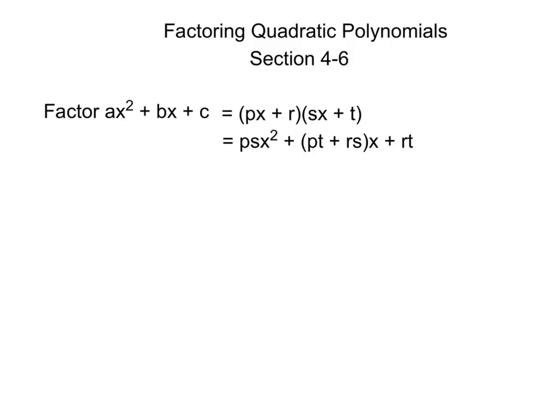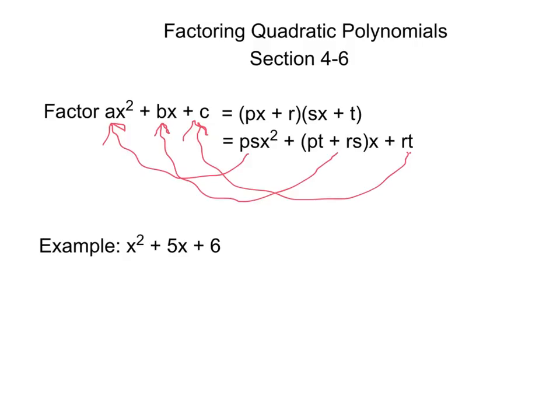Well, going back to our original expression in the general form ax squared plus bx plus c, we can see that rt would simply equal c, pt plus rs would equal b, and ps would equal a. So this already implies how we would proceed to factor a general equation. So let's look at an example.